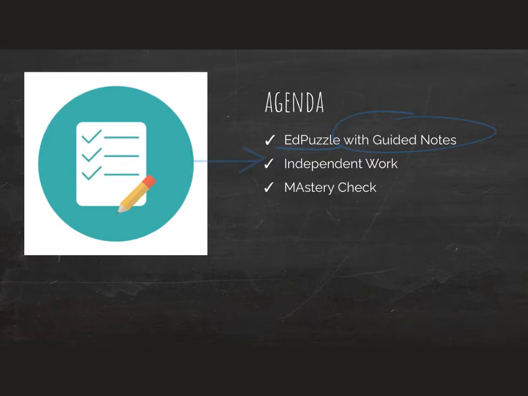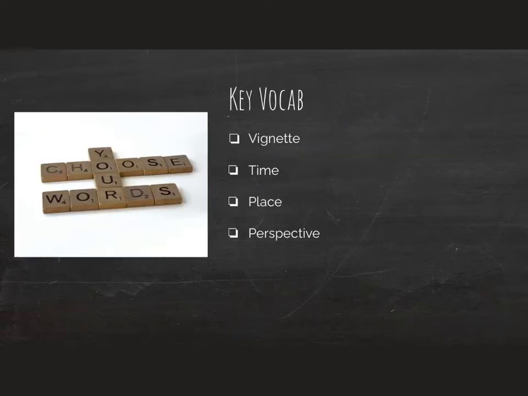Next thing that we're going to do is we're going to look at some independent work. I have a really good vignette for you called Little Things Are Big that we're going to read and annotate, and then the last thing that we're going to do is we're going to look at a mastery check. As usual, that will be a Google form.